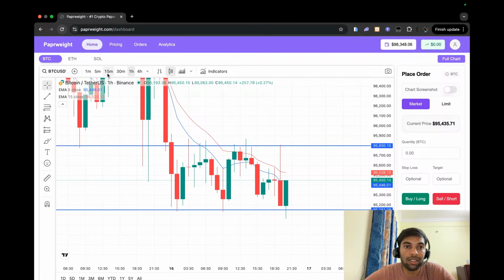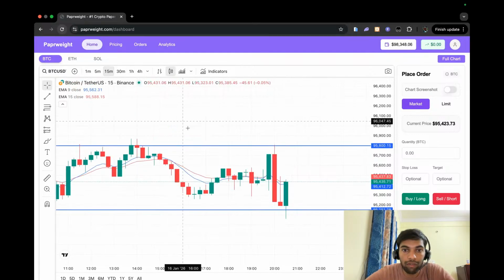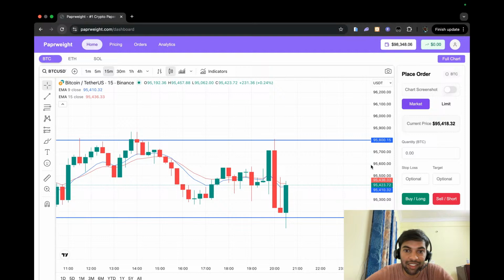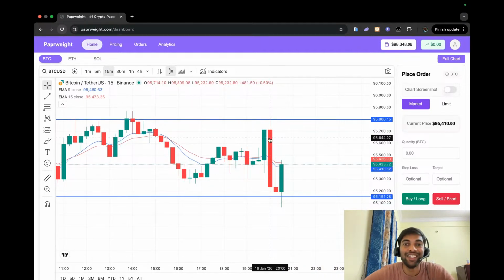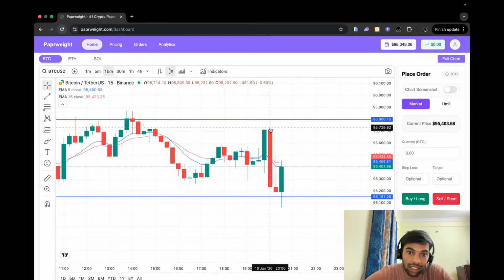So let's see what is happening at 15 minutes and the same. See what is happening here. This is how trap market works. See the previous candle, this is the red candle, and by seeing this candle, a lot of traders will jump in the downward direction.